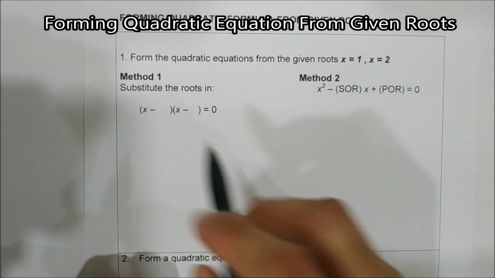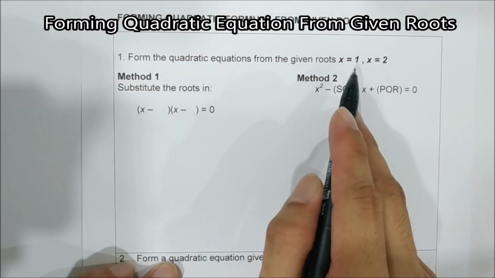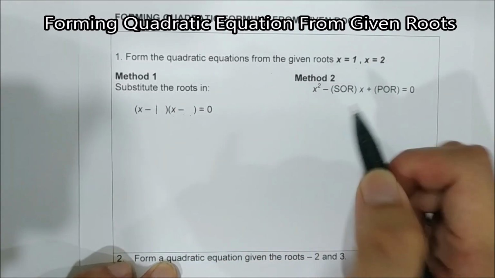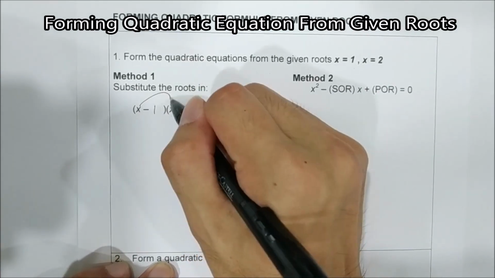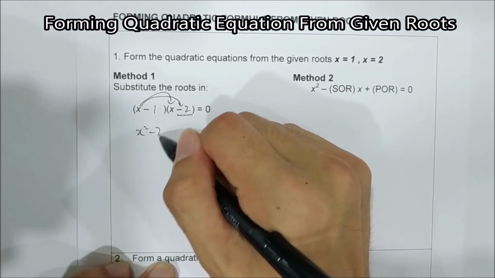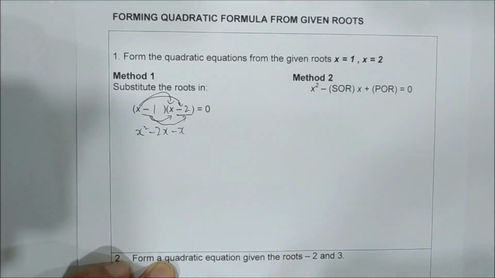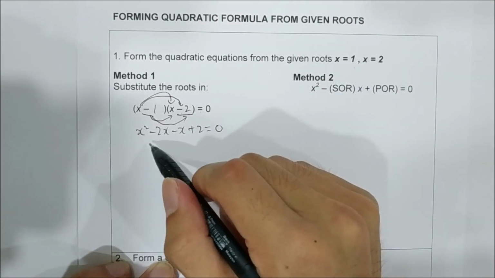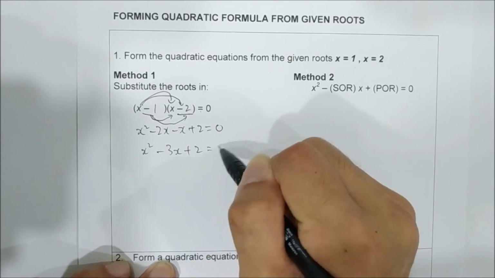The first method, we can substitute the roots into this form, where x minus the first root, which is 1, and x minus the second root, which is 2. And then you expand. So x times x is x squared, x times negative 2 is negative 2x, negative 1 times x is negative x, negative 1 times negative 2, you get positive 2 equals 0. So you simplify it, you get x squared minus 3x plus 2 equals 0.